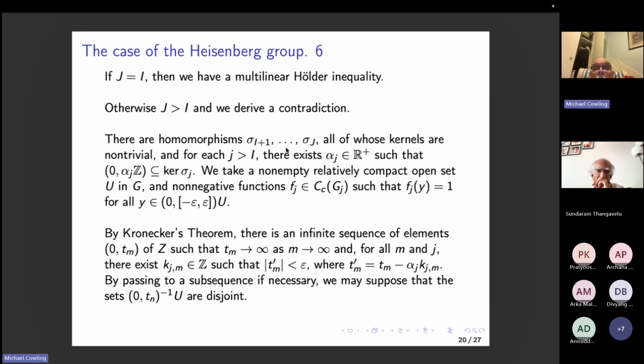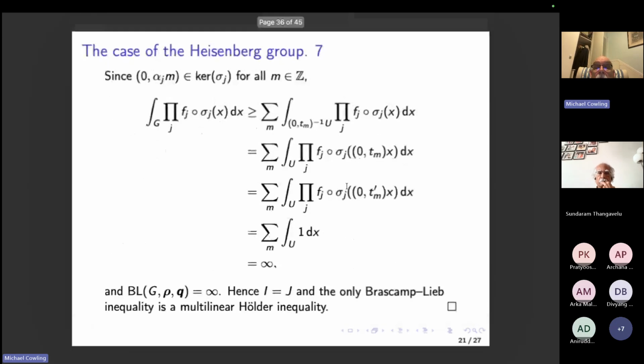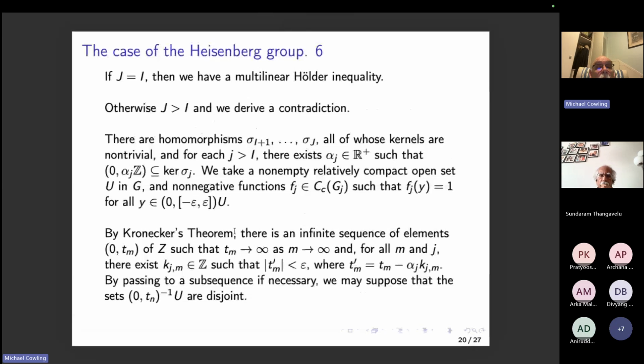Now I'm going to take non-empty, relatively compact open sets in G and non-negative functions Fj, so that Fj(y) is equal to 1 for all y in sigma j of U times (0 minus epsilon, epsilon). So this is just taking a little interval in the center group Z and then multiplying by U. And I apologize, this should be sigma j of U.